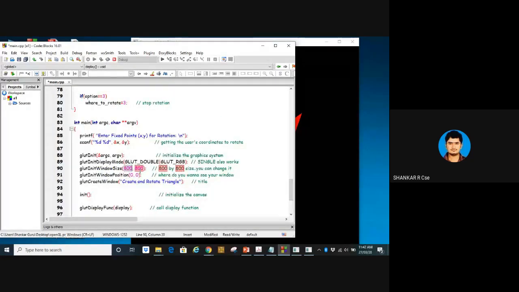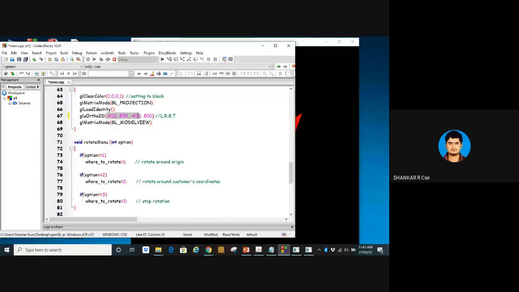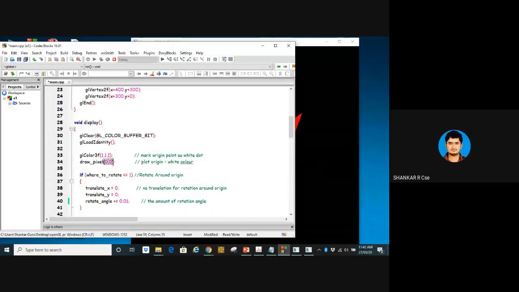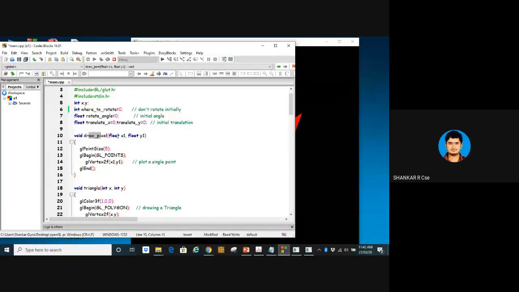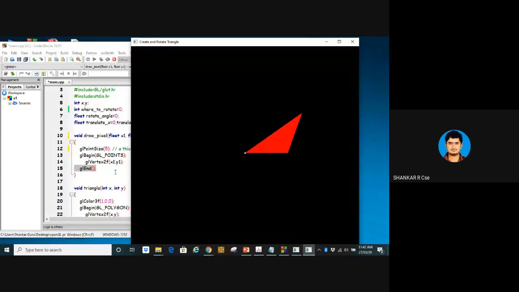Now please tell me, if this is 800, 800 and my viewing coordinates is something like this, obviously 0, 0 means this. I am sending 0, 0 as parameters to my draw pixel function. So draw pixel function, take this as 0, 0 now. My parameters are 0, 0. Point size of 5, a thick one. A thick pixel, you can say. Begin points, vertex 2, floating point, or double or I also works. X1, Y1. So X1, Y1 is 0, 0. Plot it, end it. Plot a single point. This is done. Next.